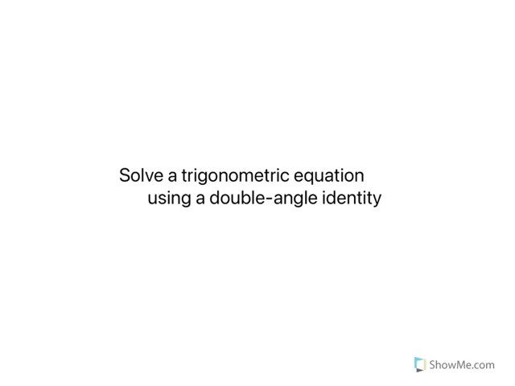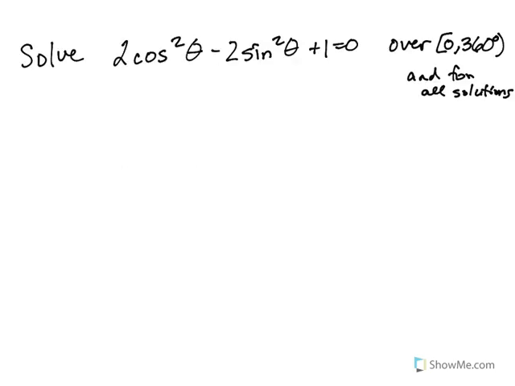Let's solve a trig equation using a double angle identity. We're going to solve the equation 2 cosine squared theta minus 2 sine squared theta plus 1 equals 0. And there is no double angle. You'll see that we just have a cosine squared and a sine squared. And then you look at this and go, but to solve a trig equation, I need just one trig function.